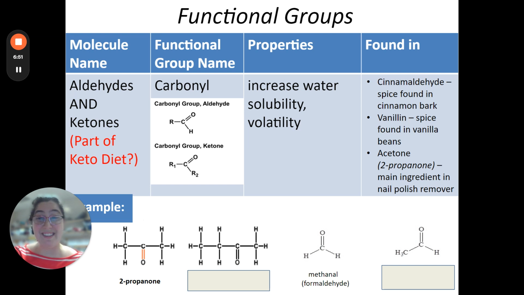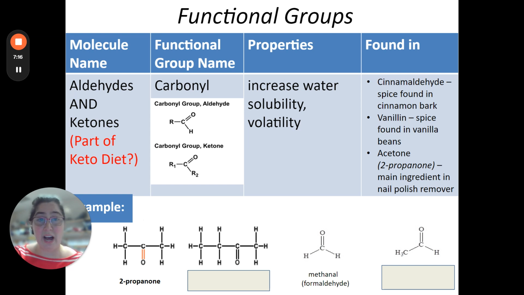So our next one is aldehydes and ketones. These are both carbonyl groups, C double bond O. If it's at the end of a molecule, it'll have a hydrogen attached and then the rest of the molecule. If it's in the middle of a molecule, it'll have the rest of the molecule on either side. So a good way to remember this, ketones, the O is in the middle of that word.